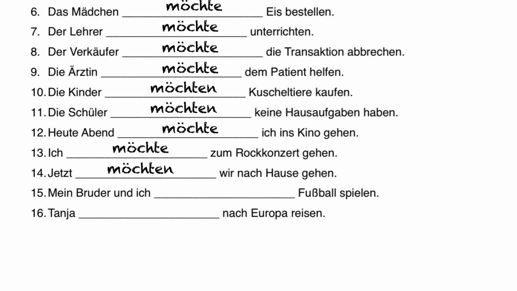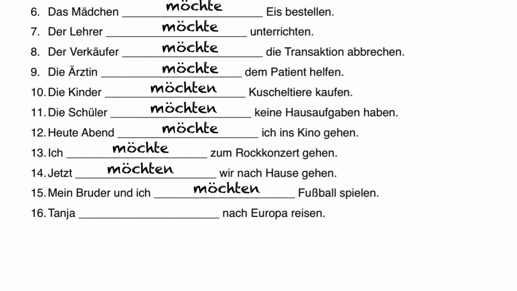Mein Bruder und ich is always the subject, as I've mentioned before, but this time we have und in the sentence with it, and therefore it's my brother and I, so we have to use here the wir form. Mein Bruder und ich möchten Fußball spielen. My brother and I would like to play soccer.